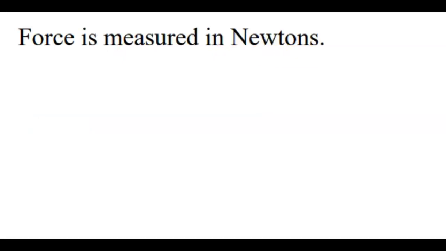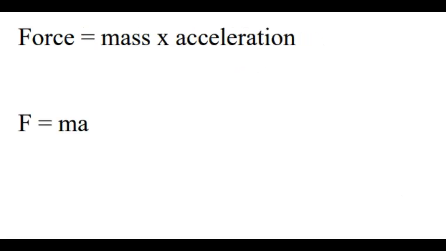Now, the other thing you need to know is that force is measured in newtons. So you have F equals ma, and force is measured in newtons. And one thing to know about newtons is many units are made out of other units. So a newton, let's see what it's made out of. Mass is kilograms. Acceleration is meters per second. So a newton is actually a kilogram times meter per second.